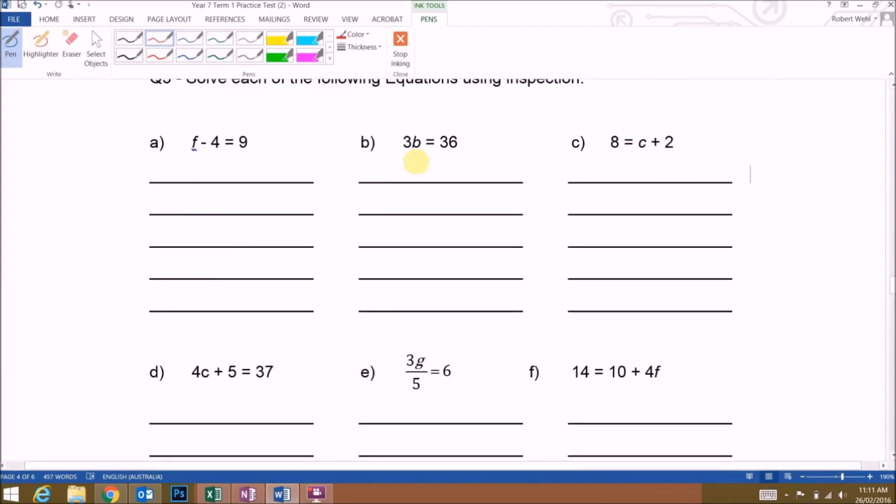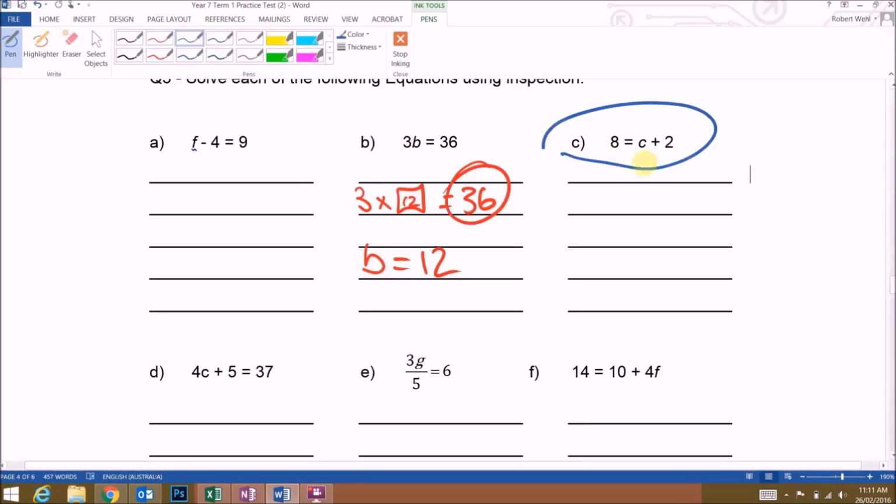So once again with this one, you can guess and check. So 3 times something equals 36. You can put any number in there and try. I'm going to try 12. 3 times 12 is 36. So that means that B equals 12. Okay. For the next one here, 8 equals C plus something. So 8 equals C plus 2. So once again, guess and check. I'm going to guess 6. 6 plus 2 is 8, so that means C equals 6.